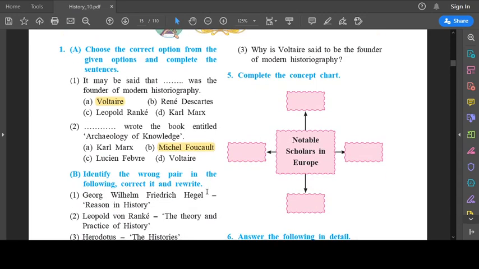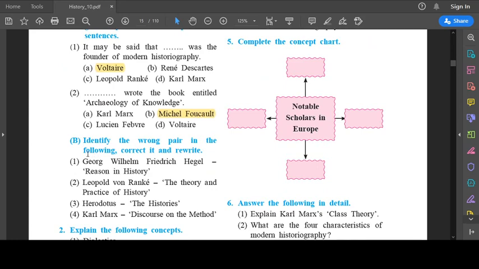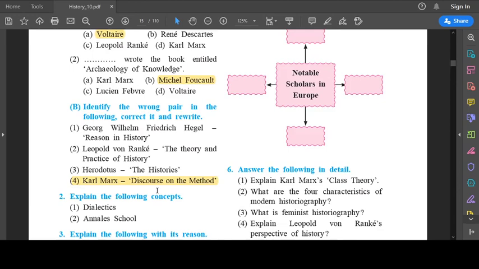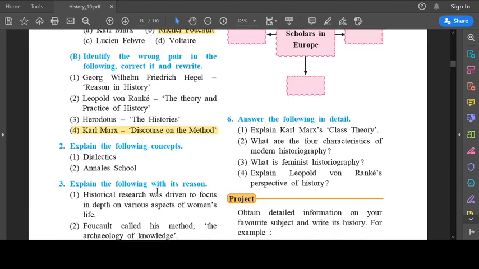Next, the B1. Identify the wrong pair in the following. Correct it and rewrite. So there are 4 pairs given to us. The wrong pair is the 4th one. Karl Marx, Discourse on the Method. Why is it wrong? Because Karl Marx has written the book Das Kapital. And here they're given Discourse on the Method. So that's a wrong pair.